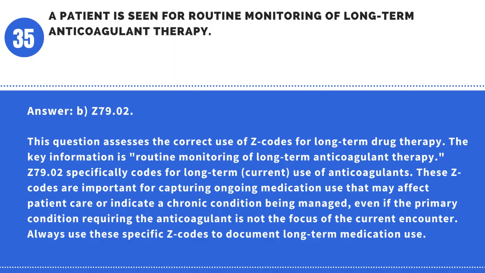This question assesses the correct use of Z-codes for long-term drug therapy. The key information is routine monitoring of long-term anticoagulant therapy. Z79.01 specifically codes for long-term, current use of anticoagulants. These Z-codes are important for capturing ongoing medication use that may affect patient care or indicate a chronic condition being managed, even if the primary condition requiring the anticoagulant is not the focus of the current encounter. Always use these specific Z-codes to document long-term medication use.